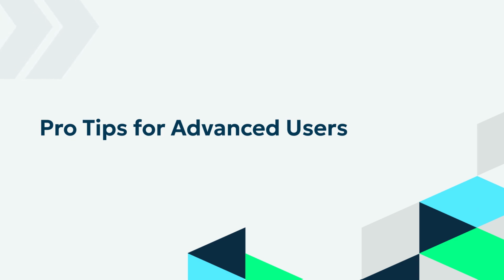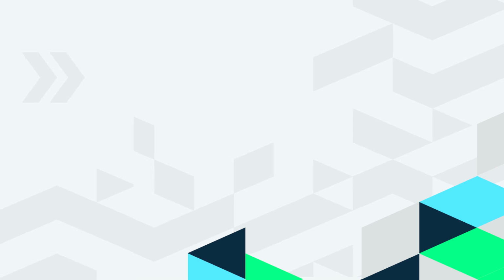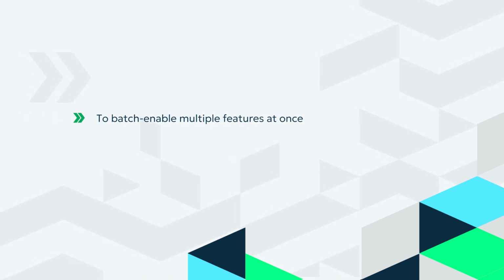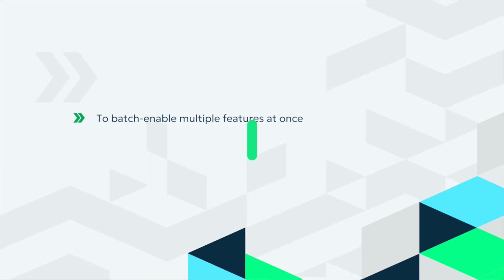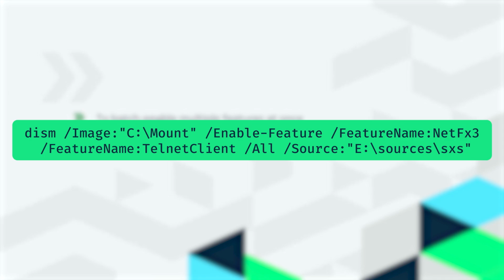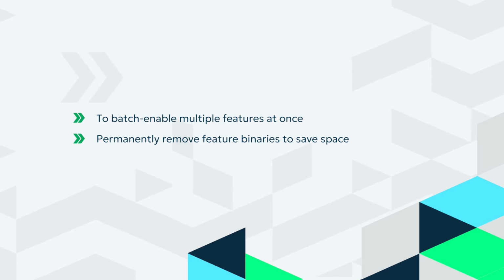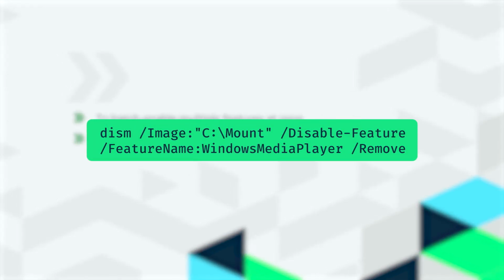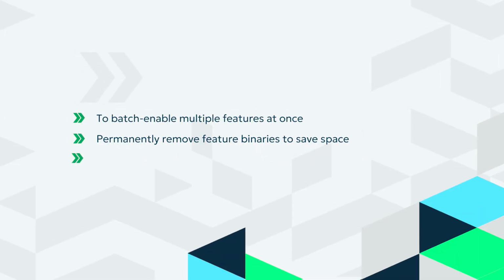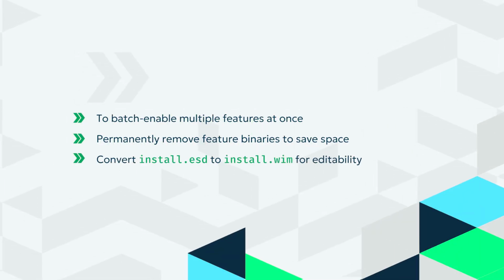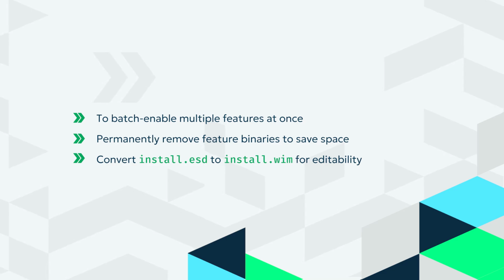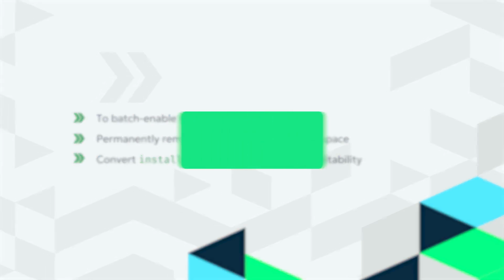Pro tips for advanced users. Want to go further? Try these advanced commands. To batch enable multiple features at once, permanently remove feature binaries to save space, and convert install.esd to install.wim for editability.